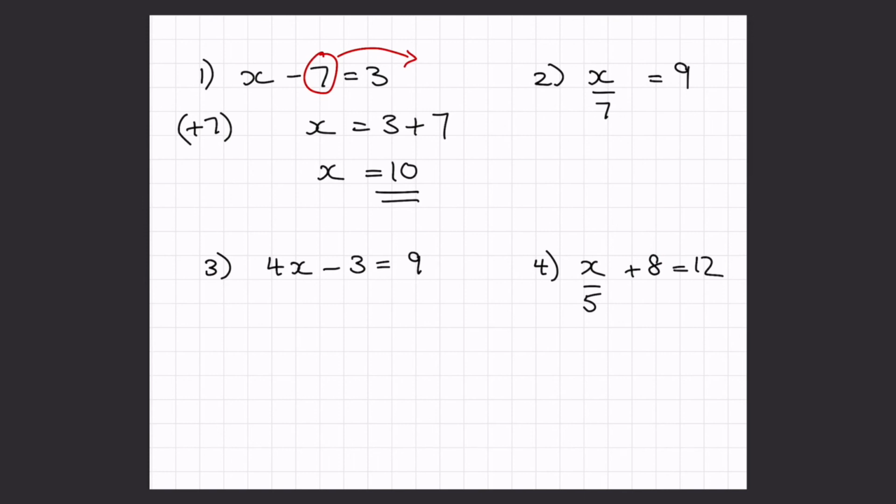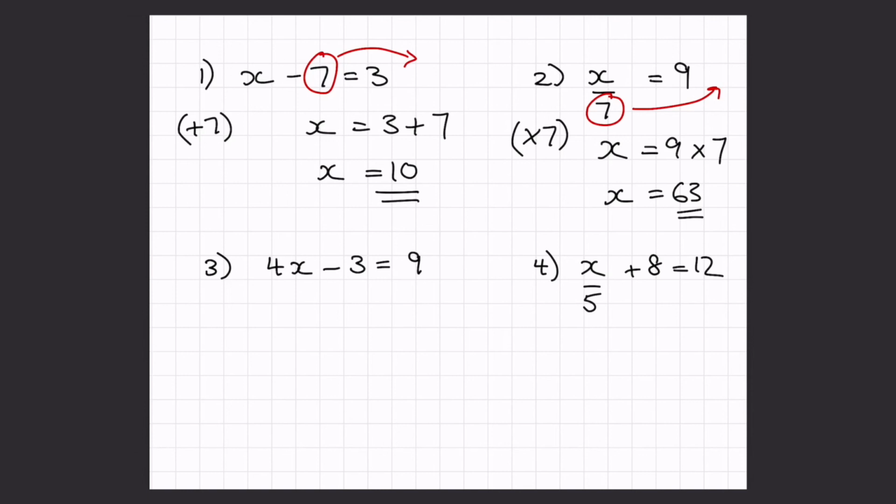Question number 2, I've got X divided by 7 is equal to 9. I need to get the 7 from the left-hand side of the equation over to the right-hand side. We're dividing by 7, so to get it over to the right-hand side, we need to multiply by 7. X is equal to 9 multiplied by 7. X is equal to 63.